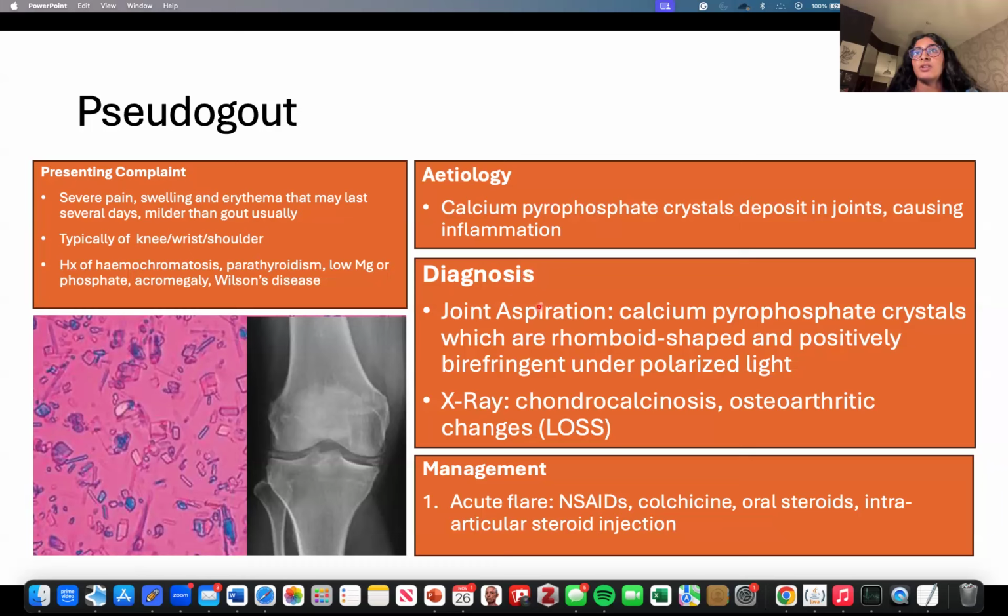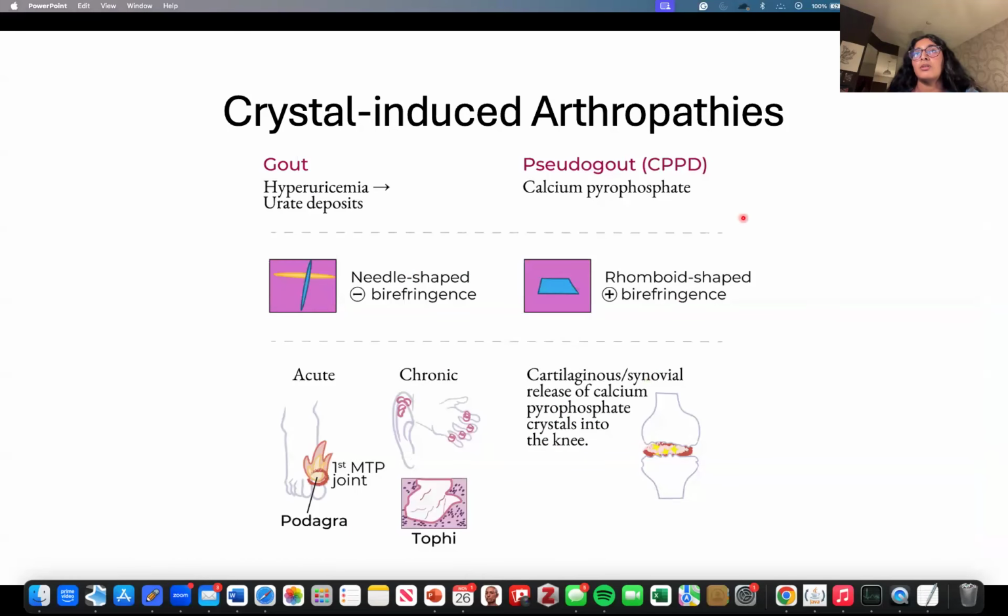Diagnosis, again, joint aspiration, X-ray changes. You rarely get asked about these osteoarthritic changes, although they're possible. Chondrocalcinosis is a keyword that could come up. And management, like we said: NSAIDs, no for CKD; colchicine, okay for CKD; oral steroids, third line; intra-articular steroid injection. I've never heard of that being used, so yeah. So really important topic to know how to differentiate between them.